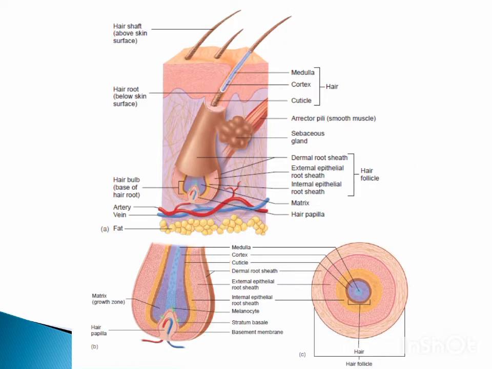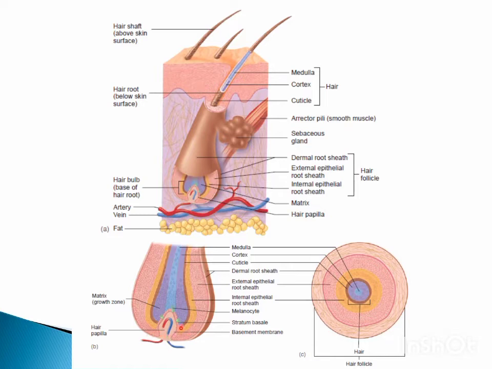The hair follicle consists of two tissue layers, the dermal root sheath and epithelial root sheath. The epithelial root sheath is made up of all the layers of the skin that we have already studied, that are the stratum basale, stratum spinosum, stratum granulosum, stratum lucidum, and stratum corneum. They all are present in the epithelial root sheath. Around that, there would be the dermal root sheath that is made up of the dermis, that is a connective tissue.